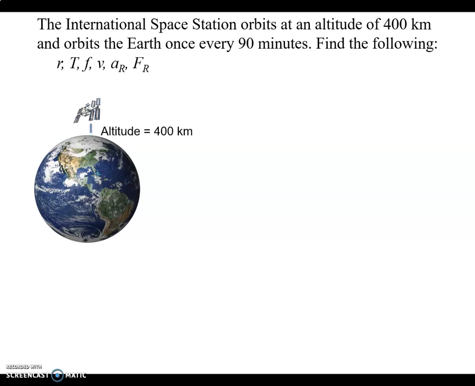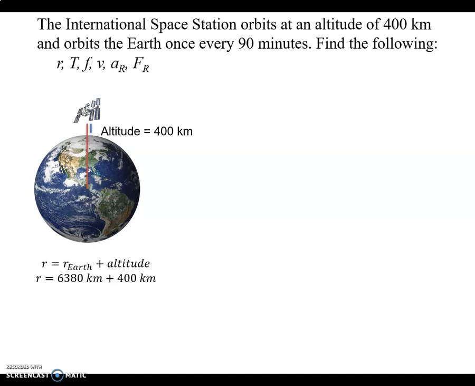First of all, the information that's given to us is that it has an altitude of 400 kilometers. The problem is that this altitude is only the distance from the surface of the Earth. If we want the true radius, it has to be from the center of rotation to where the International Space Station is, and that would be to the center of the Earth. So our radius is going to be the radius of the Earth plus whatever altitude the International Space Station has. The radius of the Earth is around 6,380 kilometers.